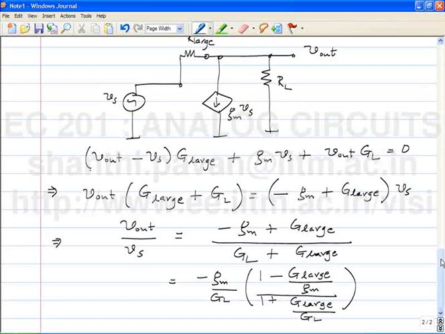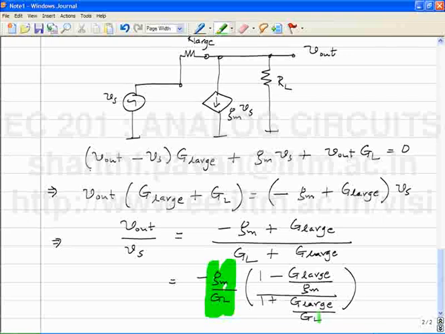G large should be very small compared to, think carefully, which do you think will be larger, GM or GL? Any comments on whether you want GM to be large or GL to be large? I mean, comparatively, which is larger? GM, because you want gain. Okay? So, if G large is much smaller than GL, then it will be automatically much smaller than GM.